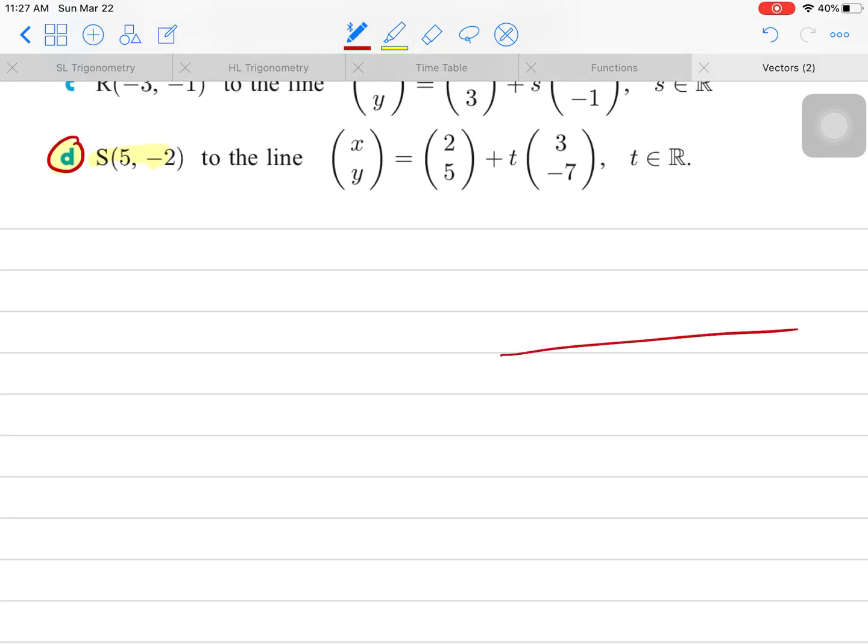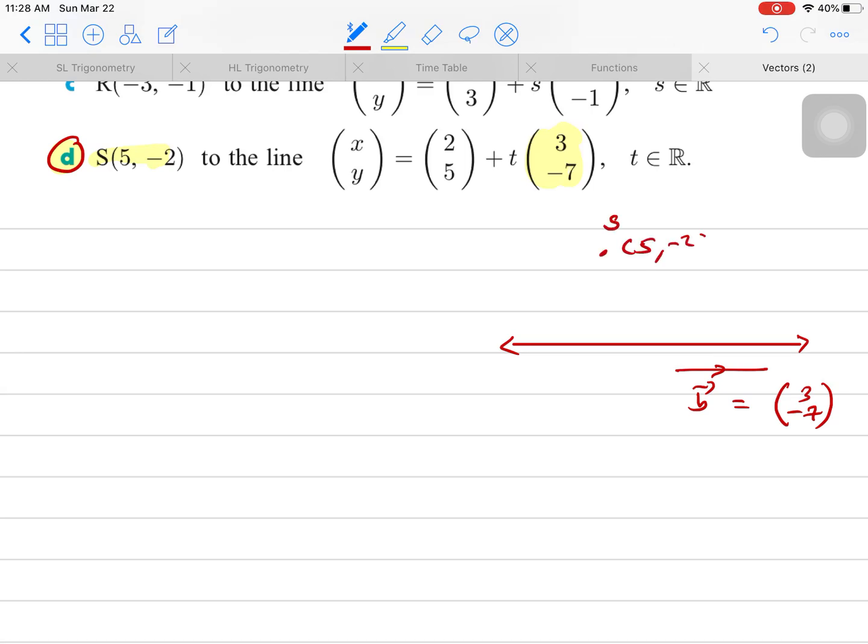So I have this line given to me. So I draw a line, and on this line I have a direction vector, the B vector. Which is the B vector? B vector is t times what is written here. So B vector is 3, negative 7. Then there is a point S, 5, comma minus 2.